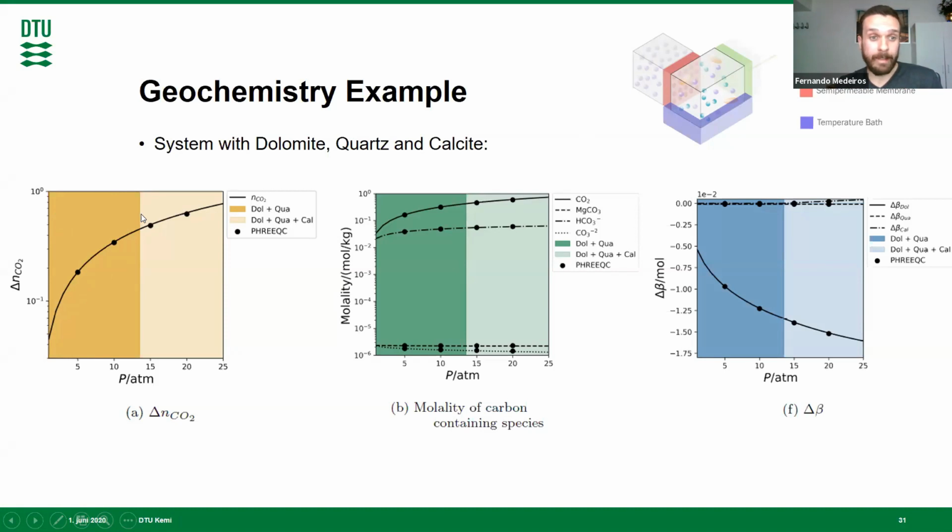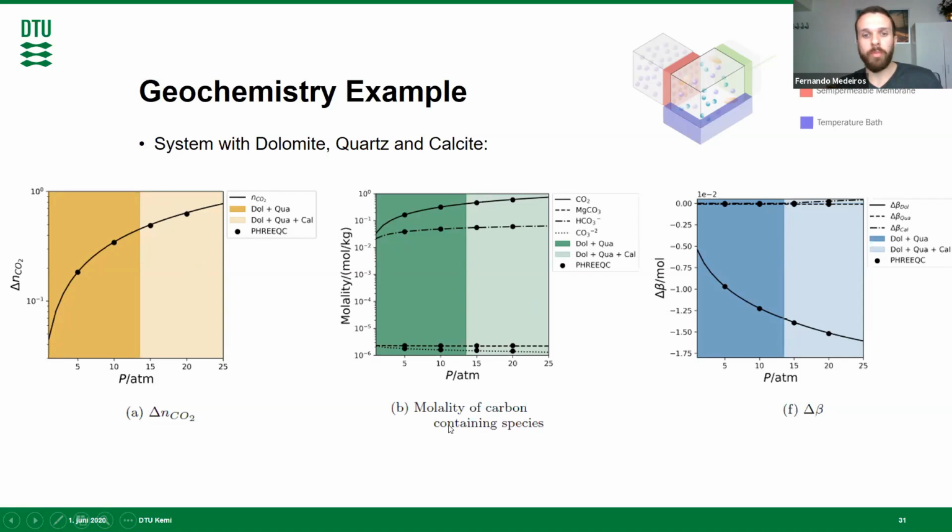Then after around 14 atmospheres, calcite precipitates, and there is the appearance of calcite. And the dots here are Frixie. As I mentioned, Frixie is one of the benchmark simulators in this area. And we managed to emulate, to have the same results as Frixie using a different methodology that is based on this Q function minimization and Rand algorithm.